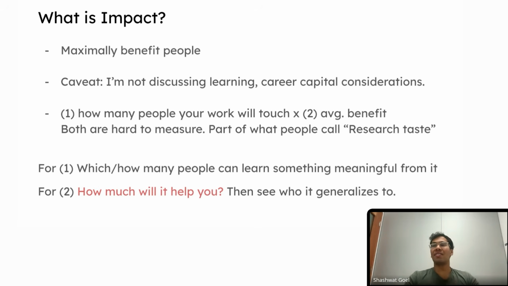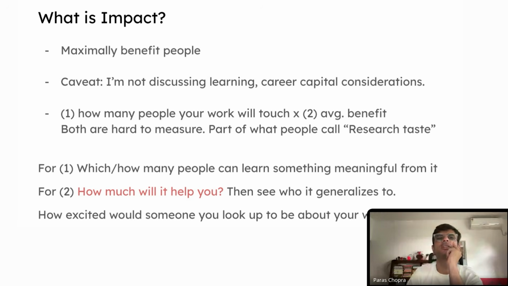Because if as the builder I myself am not using it, then why would I expect anyone else to make use of it? So the first question to always ask is how much it will help you. Then you can start reasoning about, okay, am I some edge case user who's the only one that will benefit from this? Most probably this is not going to be true. And then you can see how many people this use case generalizes to.